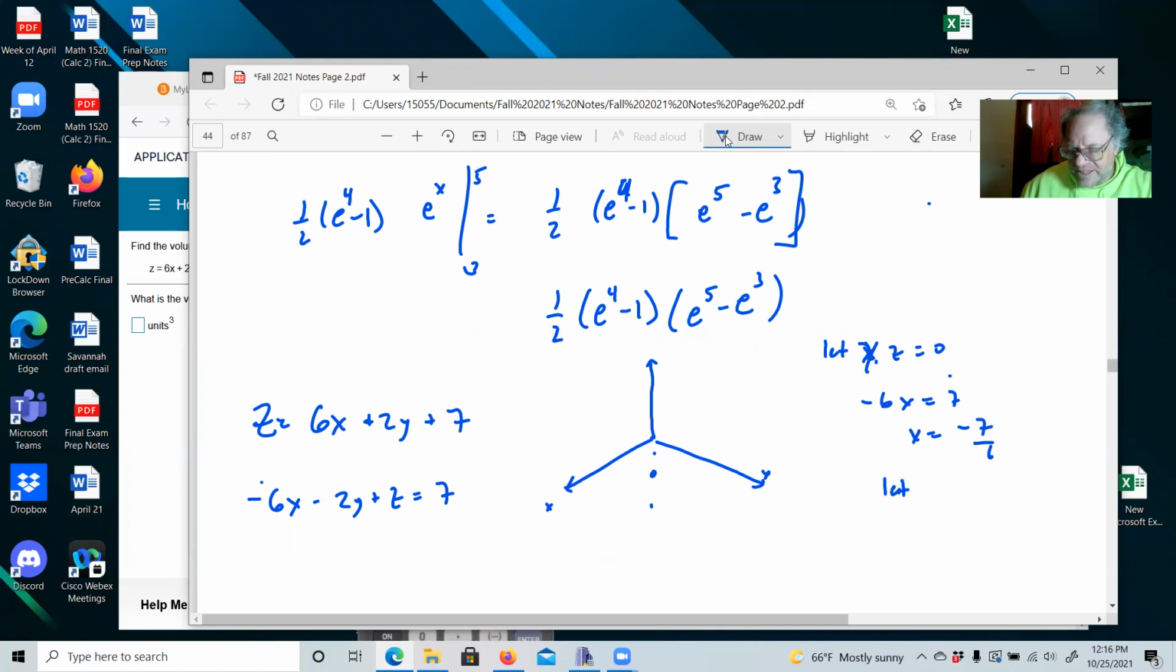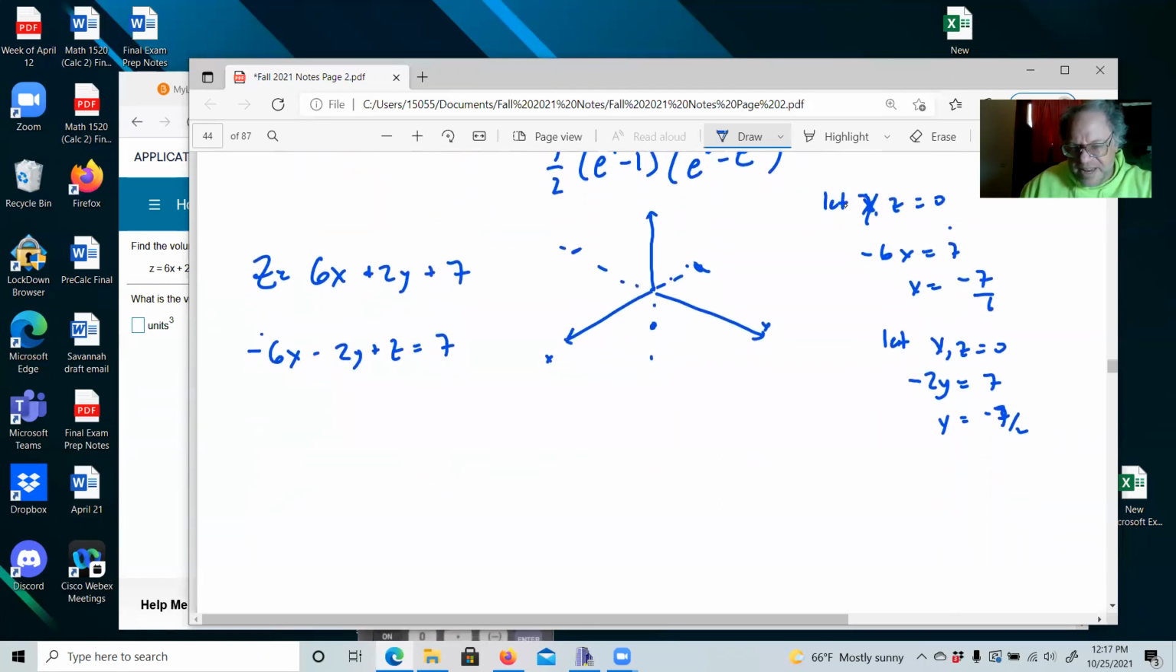Okay. Let x and z equal 0. So we'd have negative 2y equals 7. Y equals negative 7/2. I want x to be negative 7/6. So that would be over here. Y is equal to negative 7/2. That's over here somewhere. Then we'd have z equals 7. Z would be up here somewhere at 7.